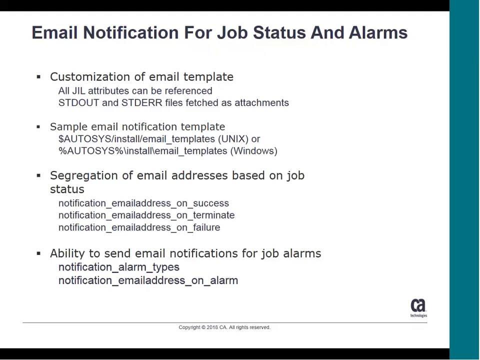One more enhancement is that we have added notification support for job alarms. Two new attributes have been added: notification alarm types and notification email address and alarm. Alarm types essentially allows the user to choose which job alarms he is interested in, and notification email address and alarm implies who the mail should be sent to for those alarms.